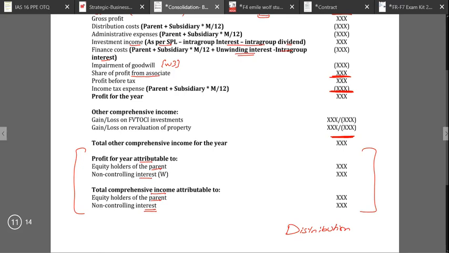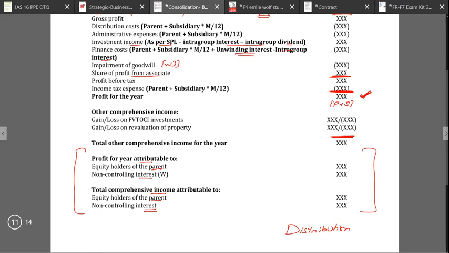But in order to distribute, in order to allocate this profit, you need to do a separate working, because most students make this mistake: they take this figure, which is profit for the year, and distribute it between the parent and the NCI. This is technically the wrong treatment, obviously, because the NCI should be given a share of the subsidiary's profit rather than the parent's profit. This profit for the year is actually parent plus subsidiary, and in the NCI, we need to allocate the profit only from the subsidiary.